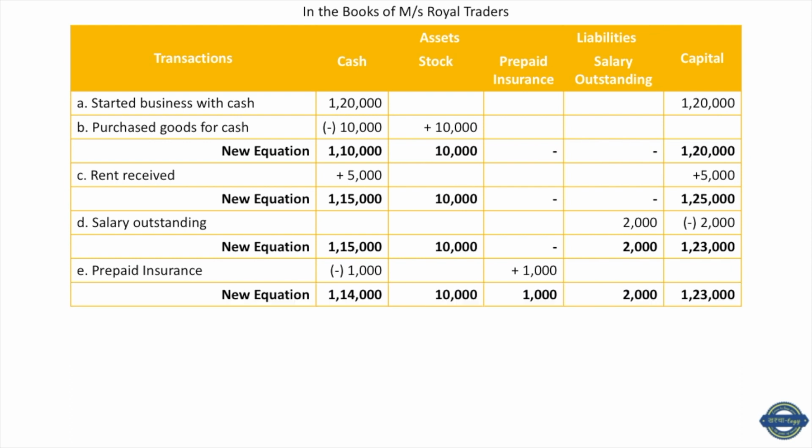Then interest received. Interest received is as simple as it gets. This is an income. We have received it. So firstly, we'll add this into the capital column as this is an income of this accounting period. So we will add rupees 7,000 in capital and we have received this in cash. So we will add this into the cash column.